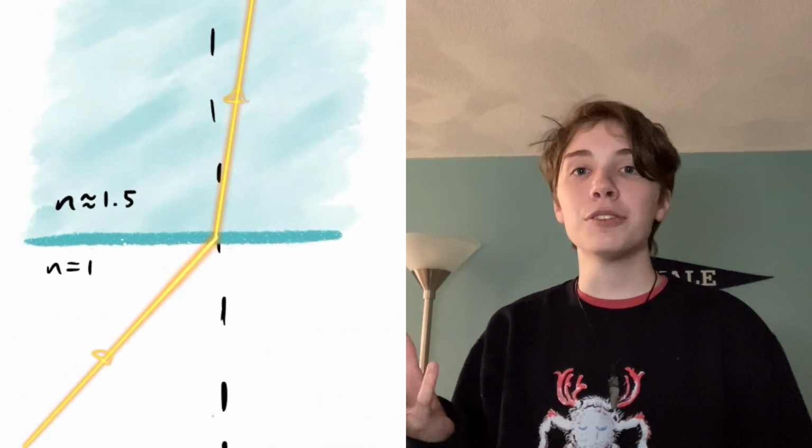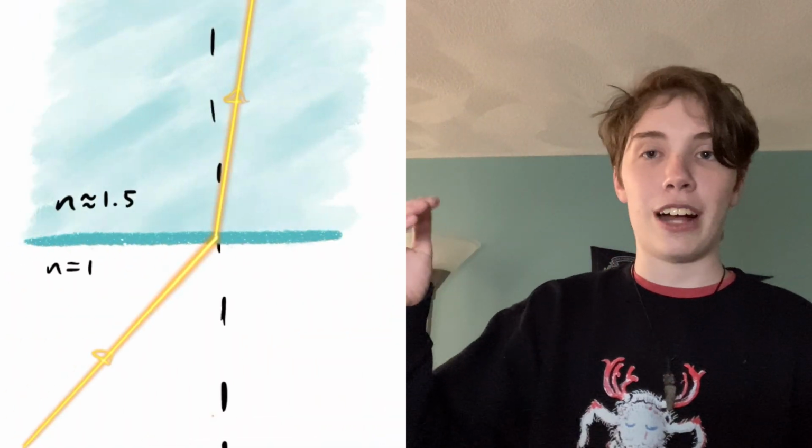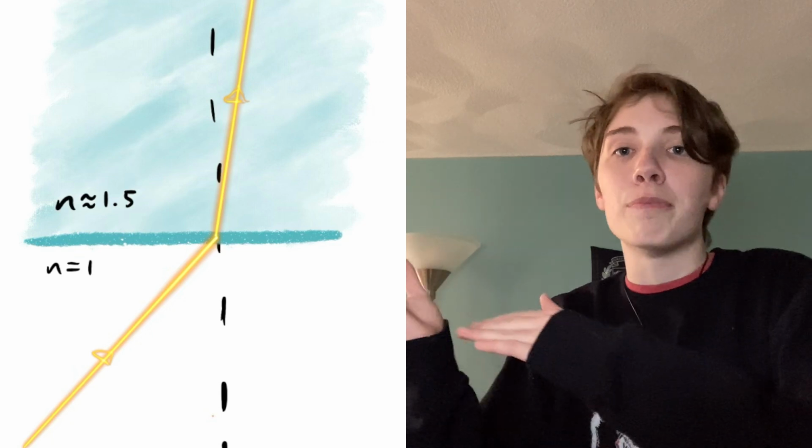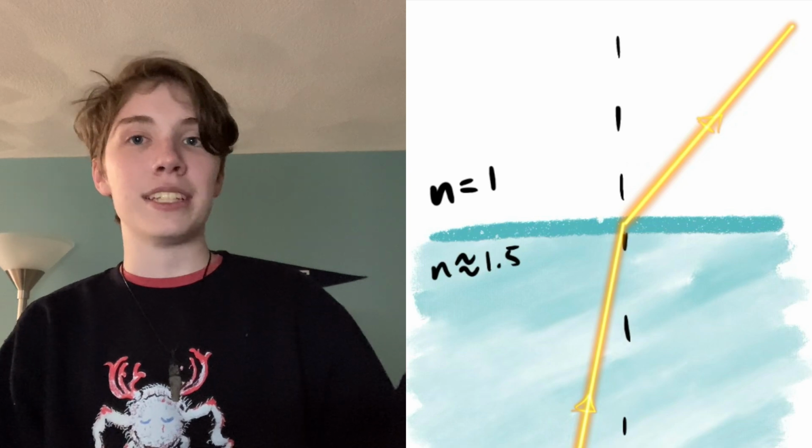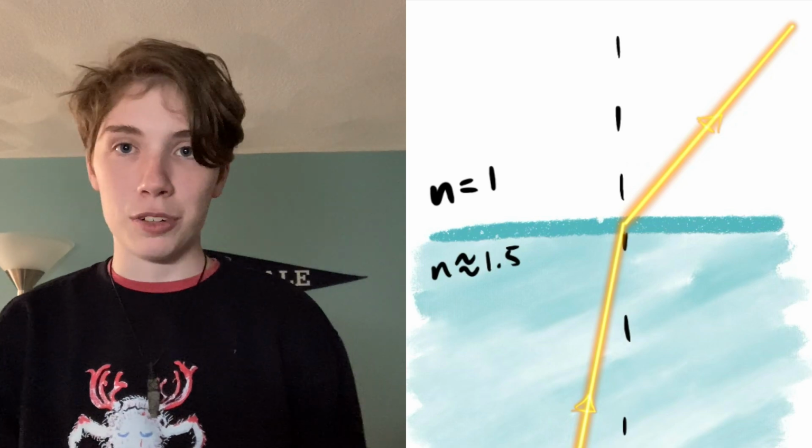When light passes into a material with a greater index of refraction than the one that it came from, it will bend towards the normal. And when it passes into a material with a lower index of refraction, it bends away from the normal. The greater the difference is between these two indices of refraction, the greater the change in the angle of the light beam will be.